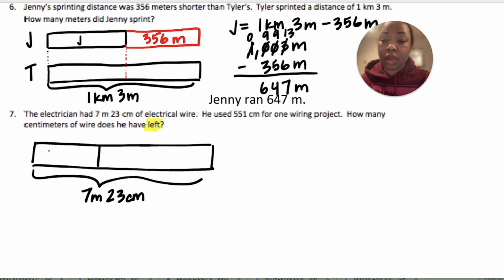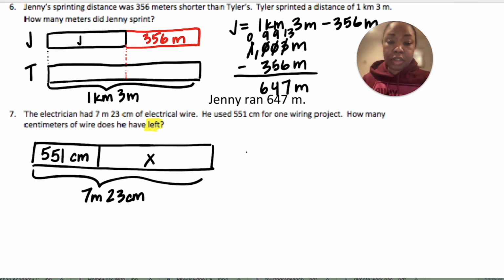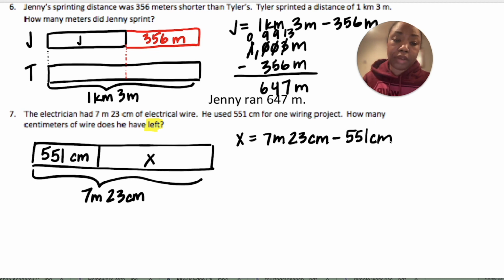Always, always, always. One part is 551 centimeters. The other part, we don't know. So I need to get rid of that 551, and then I'll know what the other part is. So in order to solve for x, I'm going to subtract 7 meters, 23 centimeters, minus 551 centimeters. I'm going to do smaller units, so this is 723 centimeters, and this is 551 centimeters.